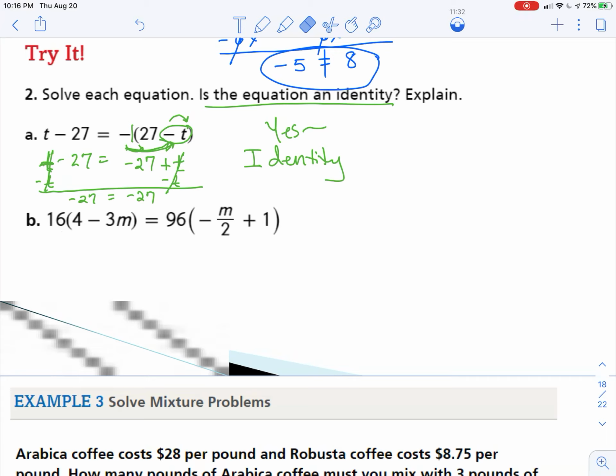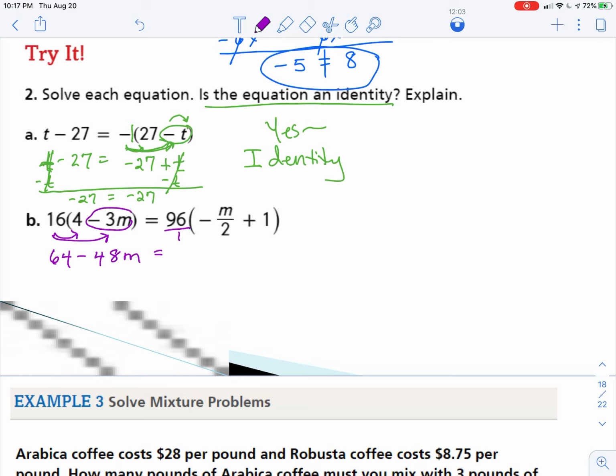So let's go ahead and multiply that. We're going to do the distributive property. We're going to take 16 times 4, and we get 64. We're going to take 16 times, remember, the negative 3m. So we take 16, which is positive, times a negative 3m. If you put that in your calculator, you're going to have a negative 48m equals, and we're going to do some distributing here as well. I'm going to put this over 1 because I want you to be able to see what's going to happen here.